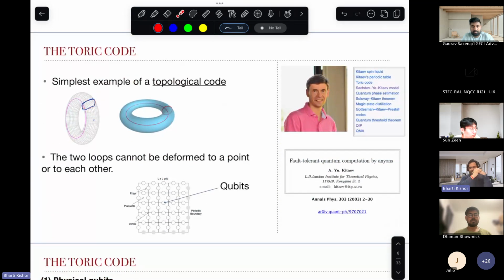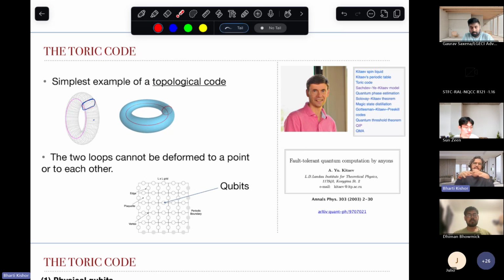Okay. So now let's try to study the toric code. It's the simplest example of this thing called topological code. And in future sessions, we will go into detail about what topological codes are. So we will try to understand topology, and then we will also try to apply those topological concepts like homology and cohomology to better understand topological codes.